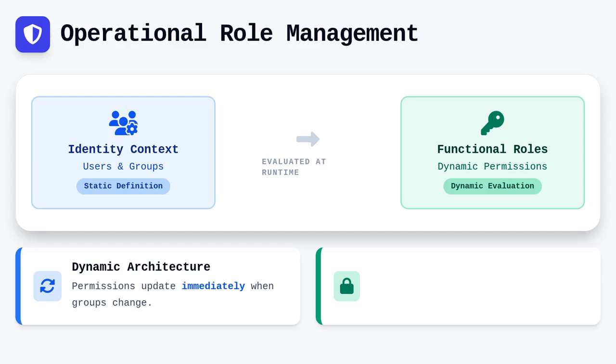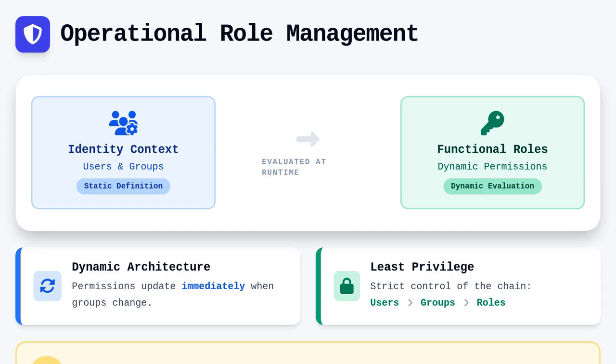This abstraction layer prevents us from having to redefine permissions every time an employee changes their department or project assignment. Maintaining clarity in your role definitions is arguably the most important task for a system administrator to minimize the risk of privilege escalation. By strictly controlling the intersection of users, groups, and roles, you maintain the fundamental tenets of the principle of least privilege.